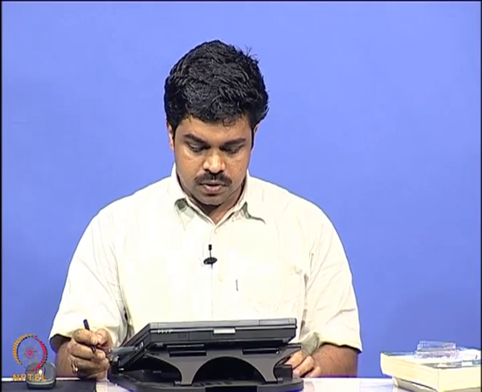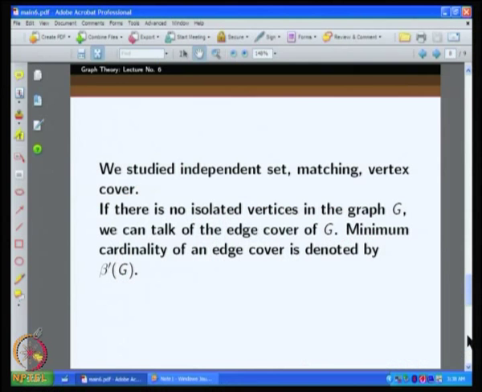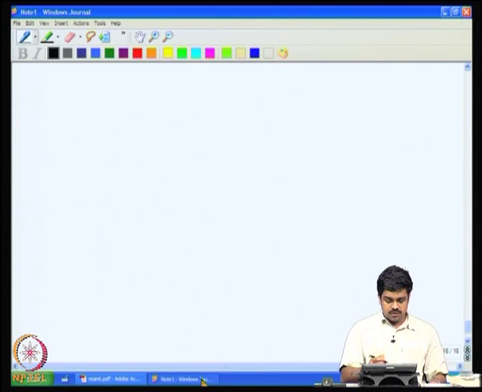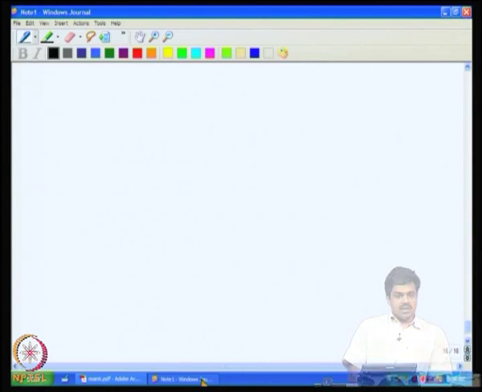So now we studied independent set, matching and vertex cover. Those are the main 3 concepts we went through. So what do we mean by that? An independent set was a subset of vertices such that if you consider the induced subgraph on those vertices, there is no edge in it. While matching is a similar notion with respect to the edges. For instance, a matching is a collection of independent edges, in the sense that if you consider 2 edges in a matching, they are not sharing any vertices, right, they are independent.